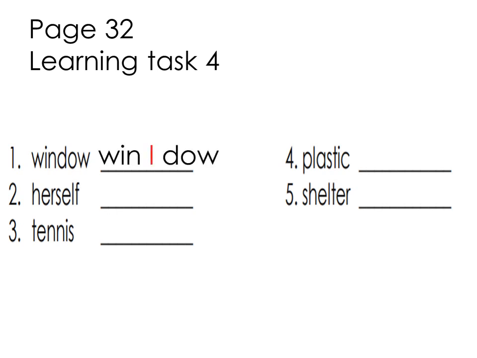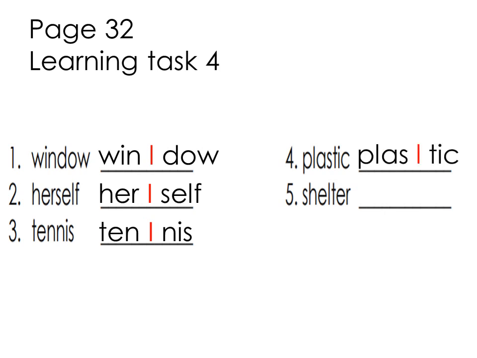Win, chop, dow. Number 2, herself. Her, chop, self, or the line. Number 3, tennis. Ten, chop, nis. Number 4, plastic. Plas, chop, tic. Number 5, shelter. Shel, chop, ter. Okay? So, kindly check your answers. Very good.